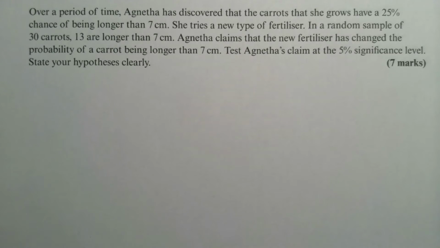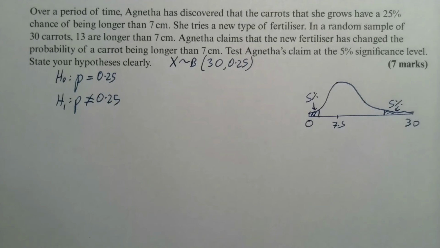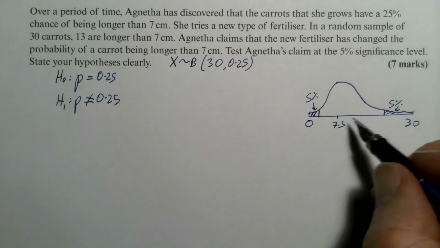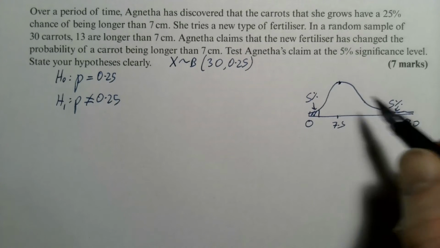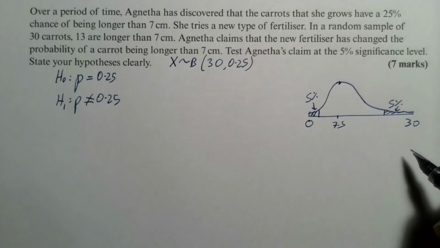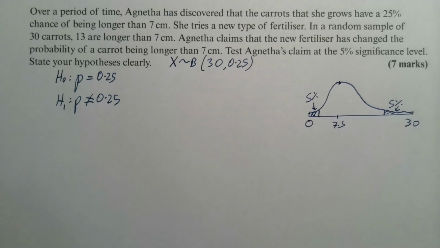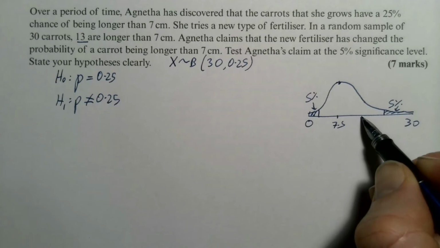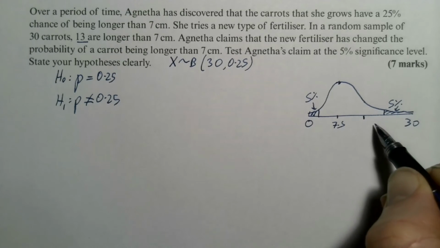On to Agnetha and her carrot. So give this a go. And hopefully you should have something looking like this. Okay, so I've put in my null hypothesis and my alternative hypothesis. I've done my little sketch. I've got 7.5 there because that's a quarter, 25% of 30, so that's my expected mean. That's important because Agnetha has discovered that she's got 13 carrots that are longer. So 13 is somewhere around here.